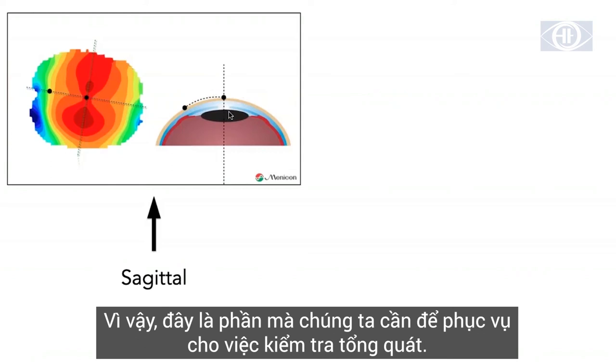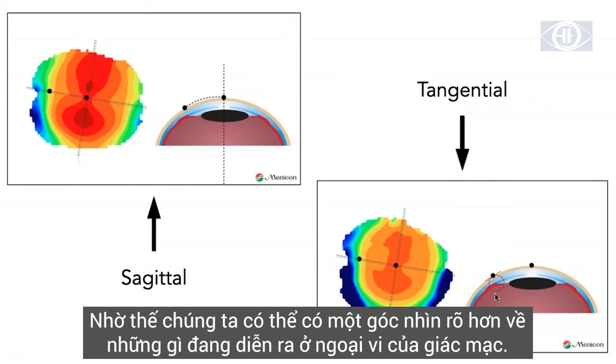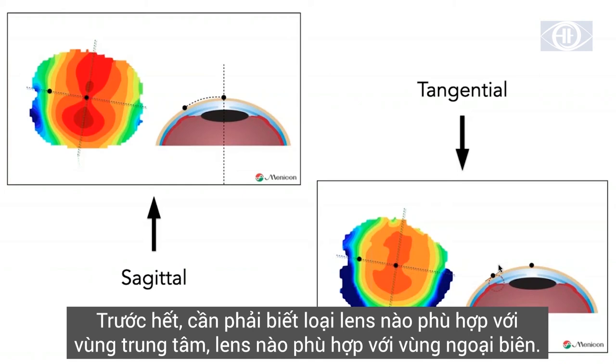The other side is the tangential map. I mentioned that 2 weeks ago as well. The tangential map is not related to the center area of the cornea, so we can localize very well. We can have a very clear view of what is actually happening in the periphery of the cornea, and that's a very important thing. So both maps we use to make a final examination. First of all, we need to know what the lens fit is in the center, and what the lens fit is in the periphery, and those answers together give us the final answer.